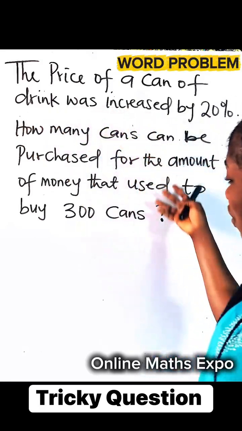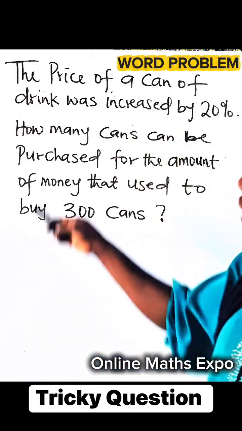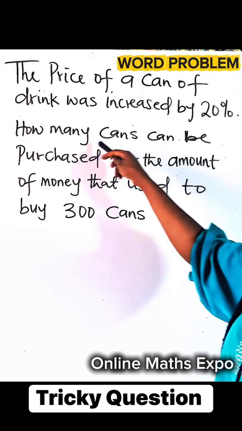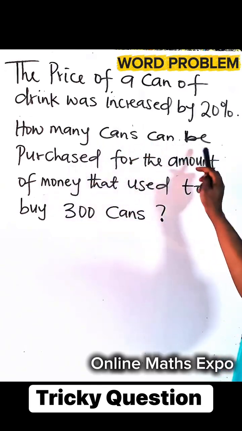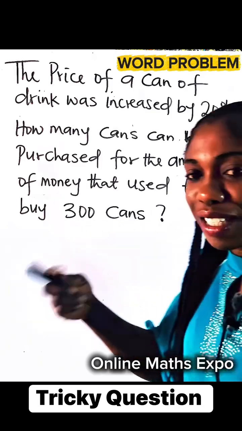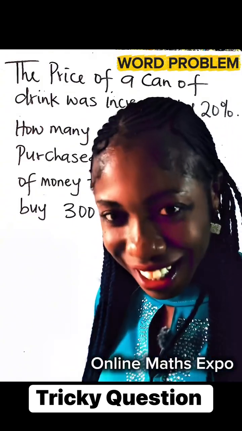How do you react to this question when you see it in an interview test? Let's read first. The price of a can of drink was increased by 20%. How many cans can be purchased for the amount of money that used to buy 300 cans? For the amount of money that used to buy this. So what do you do? Did you even understand this question?